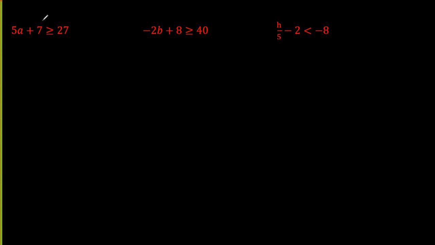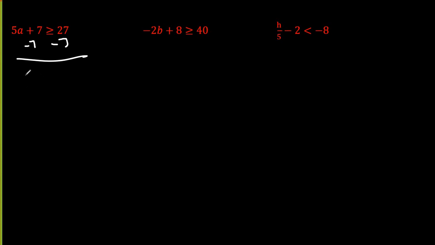Here we got some inequalities. We're going to get a quick reminder of when we flip the inequality. These are almost like solving equations. So for the one on the left, we get rid of the stuff that's on the same side of the letter but not touching it. Opposite of a positive 7 is subtracting 7.